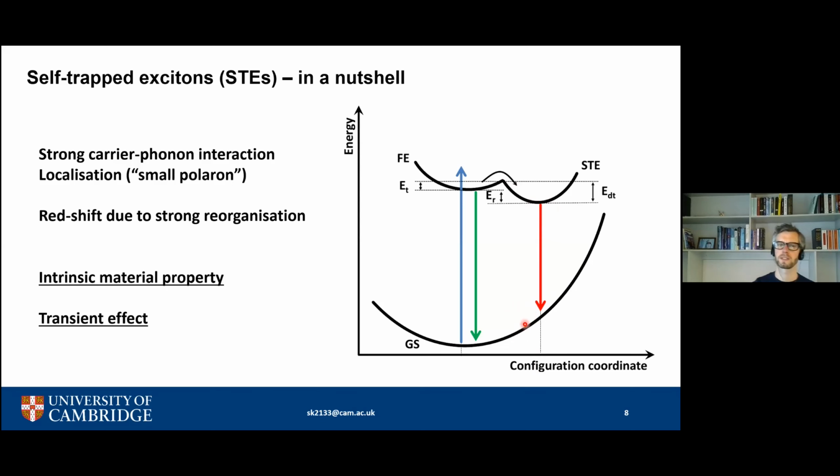The important part here is that this is an intrinsic material property. Either you have self-trapped excitons or you do not. And if you have them, there might be temperature dependence. You can see there is often a trapping barrier and a detrapping barrier, but it should be more or less constant if you look at the same temperature. The other thing I would like to underline is that this is a transient effect. So there's no state within the band gap. The self-trapped exciton only exists when you excite the material.